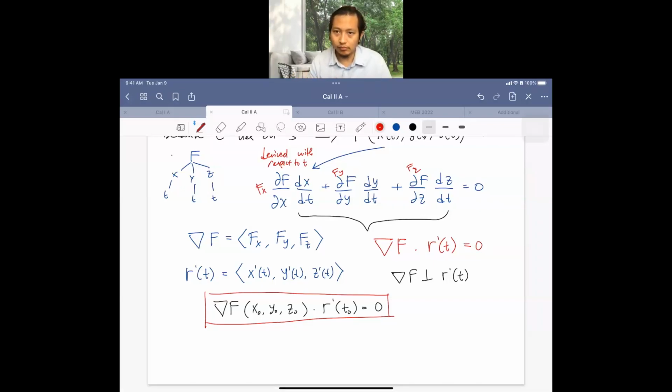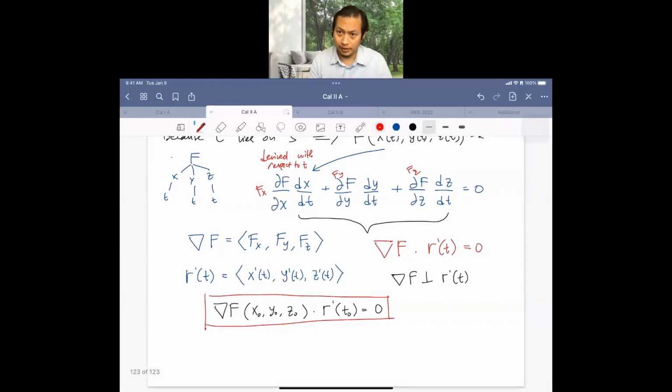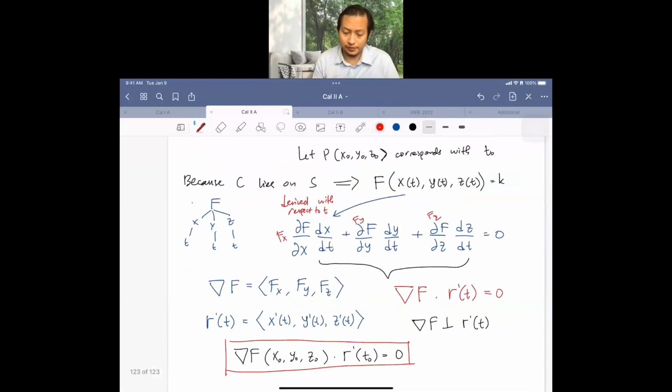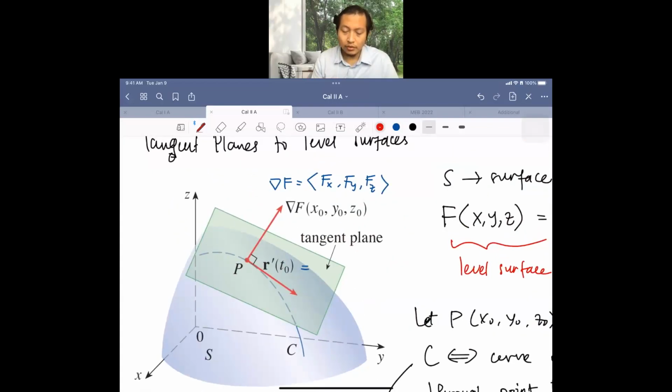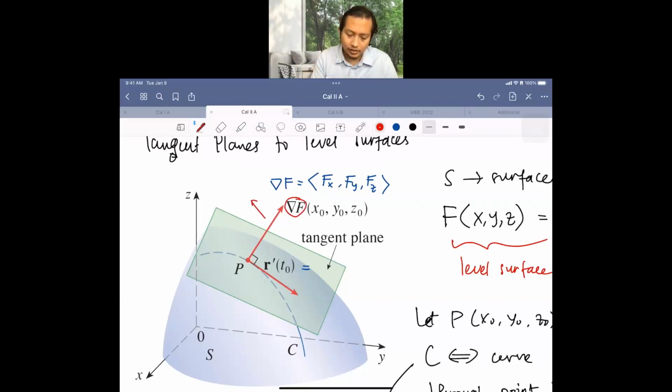And then, remember when you dealt with the tangent plane in chapter 12, we can build our plane from the normal vector, right? This gradient vector is the normal vector, and we call partial x, partial y, partial z the direction numbers, if you remember chapter 12. So actually, we can make our own tangent plane through the gradient vector.